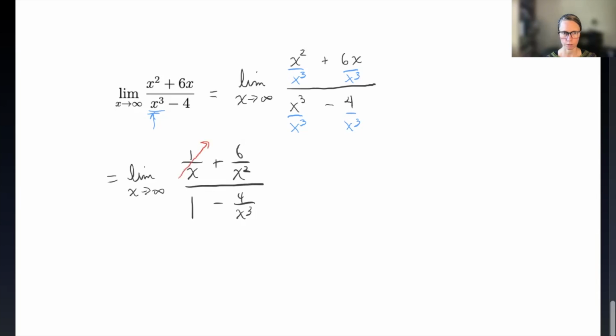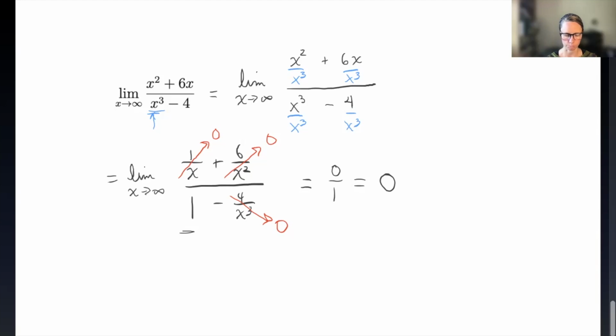Any piece where there is an x in the denominator and a constant in the numerator, the bottom is growing faster than the top, and the overall result of those pieces will be 0. And our numerator is entirely 0. The denominator is just 1. So we end up with 0 over 1, which is the same thing as 0.